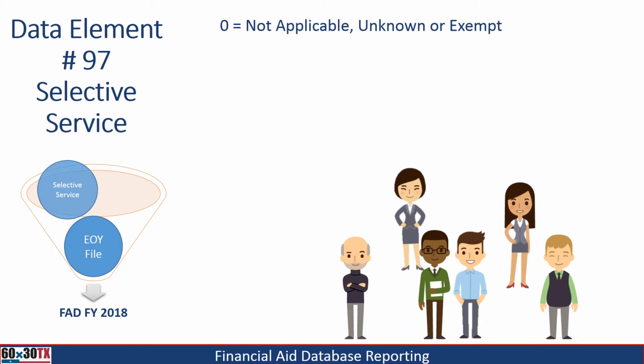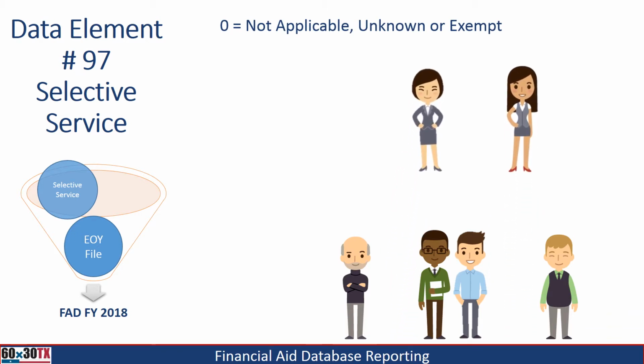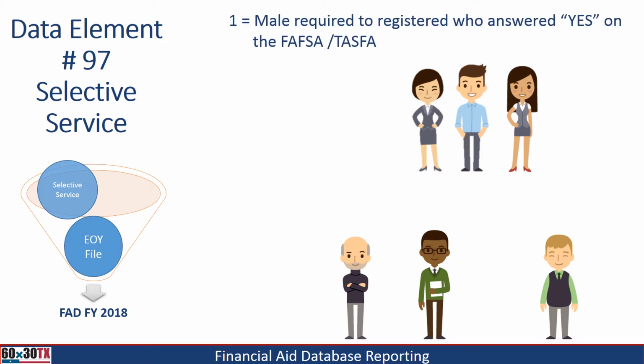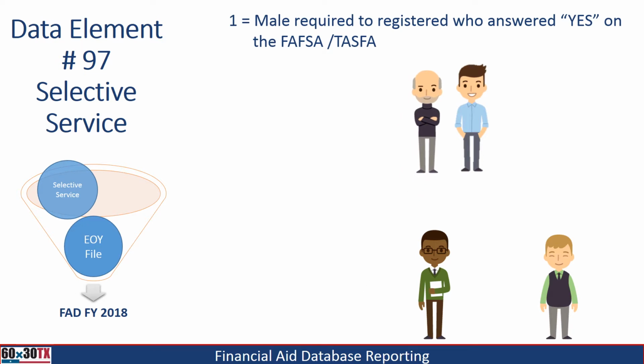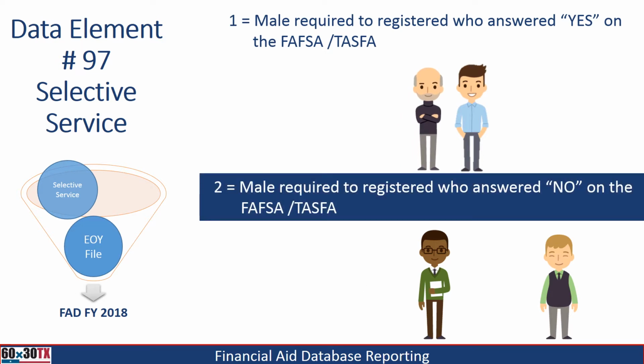Institutions should report 0 for students who are females, or males under the age of 18, that have not registered for selective service or are exempt. Report 1 for students who answered yes on the FAFSA or TASFA and are male. Report 2 for students that answered no on the FAFSA or TASFA and are male. Males are required to register between the ages of 18 and 25. Unless they are exempt from registration, males who answer no to registration for selective service are not eligible for state aid.